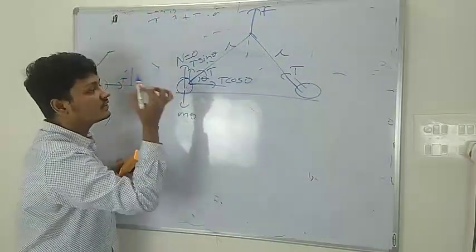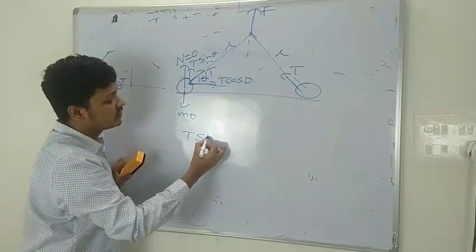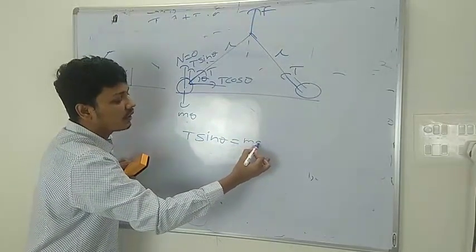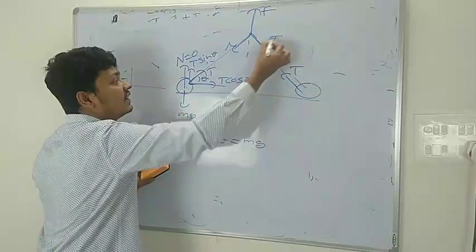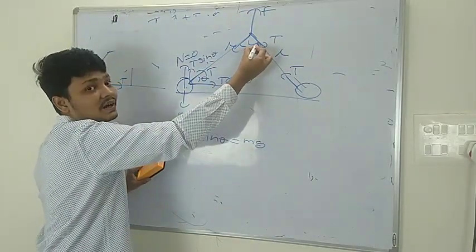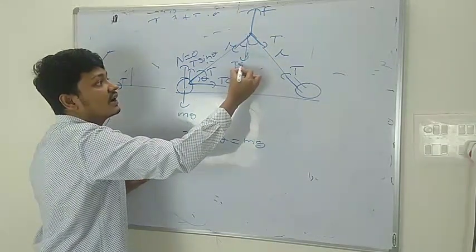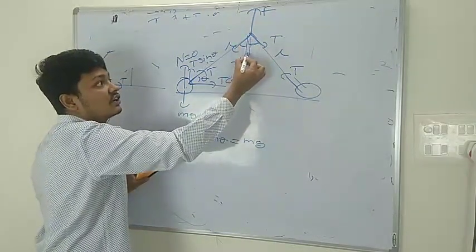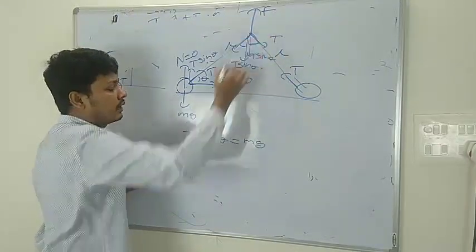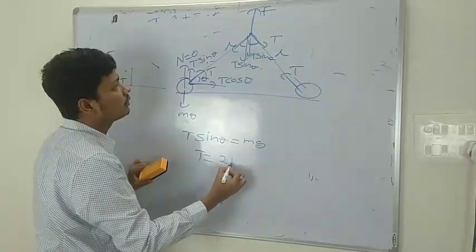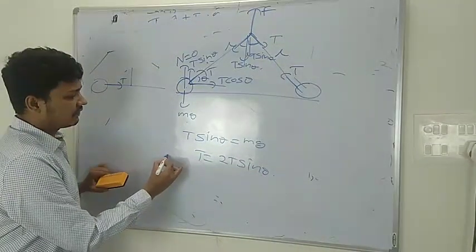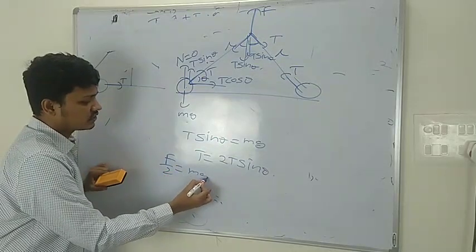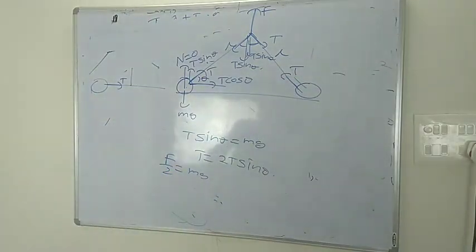So let me consider the point when the normal force becomes zero: T sine theta is equal to mg. At that point, this is again T and this is again T. This is 90 minus theta, 90 minus theta. So T sine theta again, so F must be equal to 2T sine theta. In place of T sine theta, put F by 2 is equal to mg. So the maximum value of F must be 2 times mg.